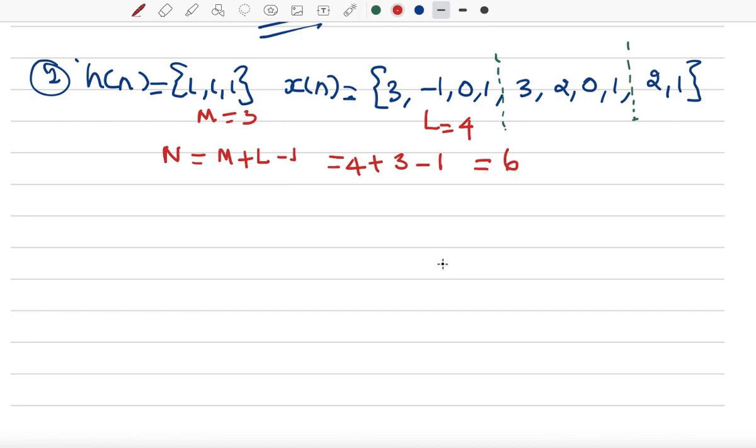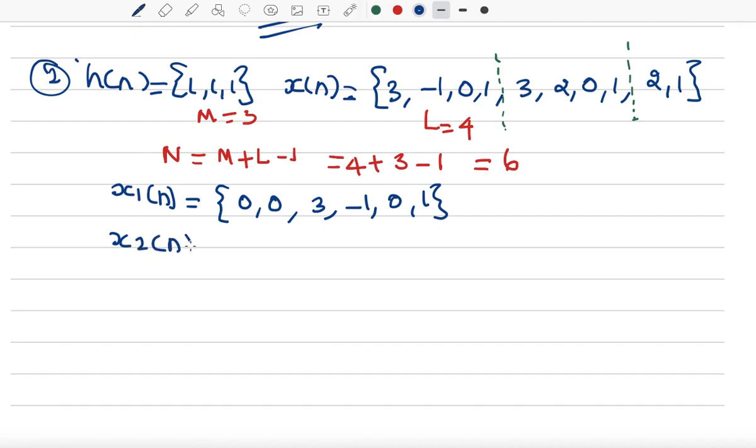So now what do we want to do? We want to form a new DFT having length n equal to 6. Okay, so what is x1 of n? First of all, we want x1 of n with length n equal to 6, by appending zeros: for the first block we consider m minus 1 zeros. Here m equal to 3, so we want to consider two zeros. So x1 of n is 0 0 3 minus 1 0 1. This is x1 of n.